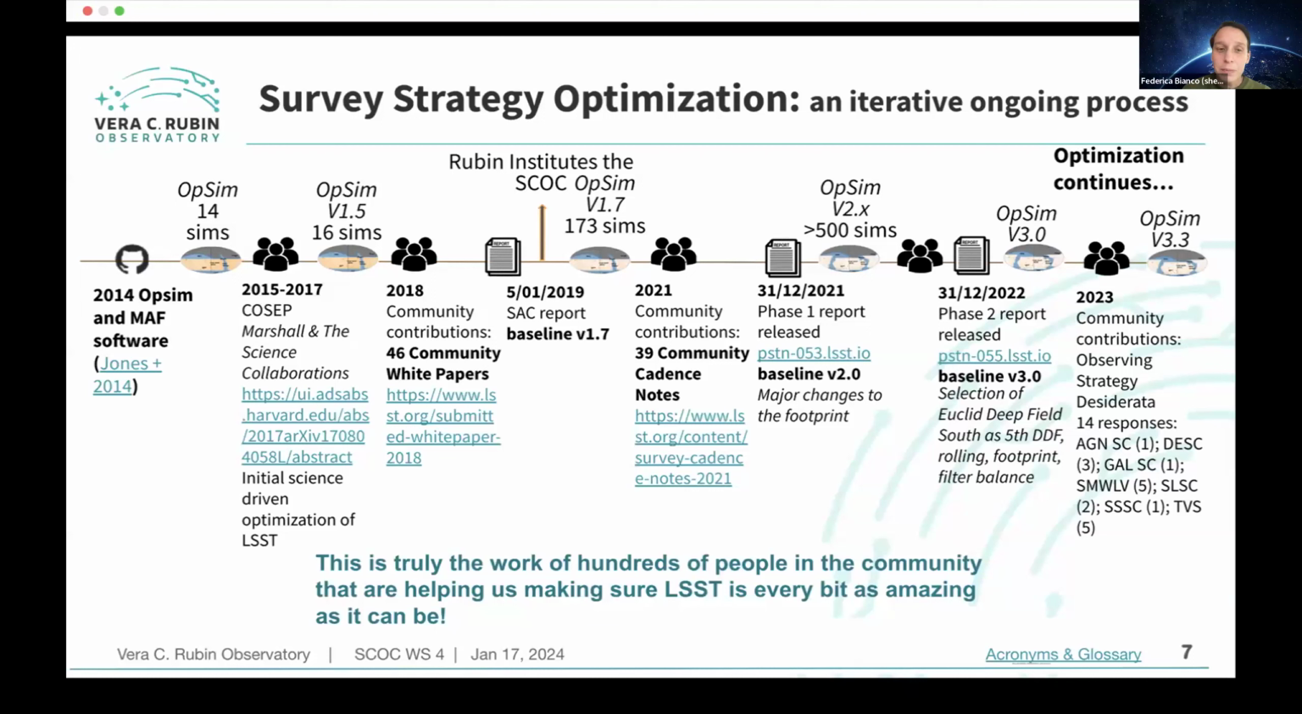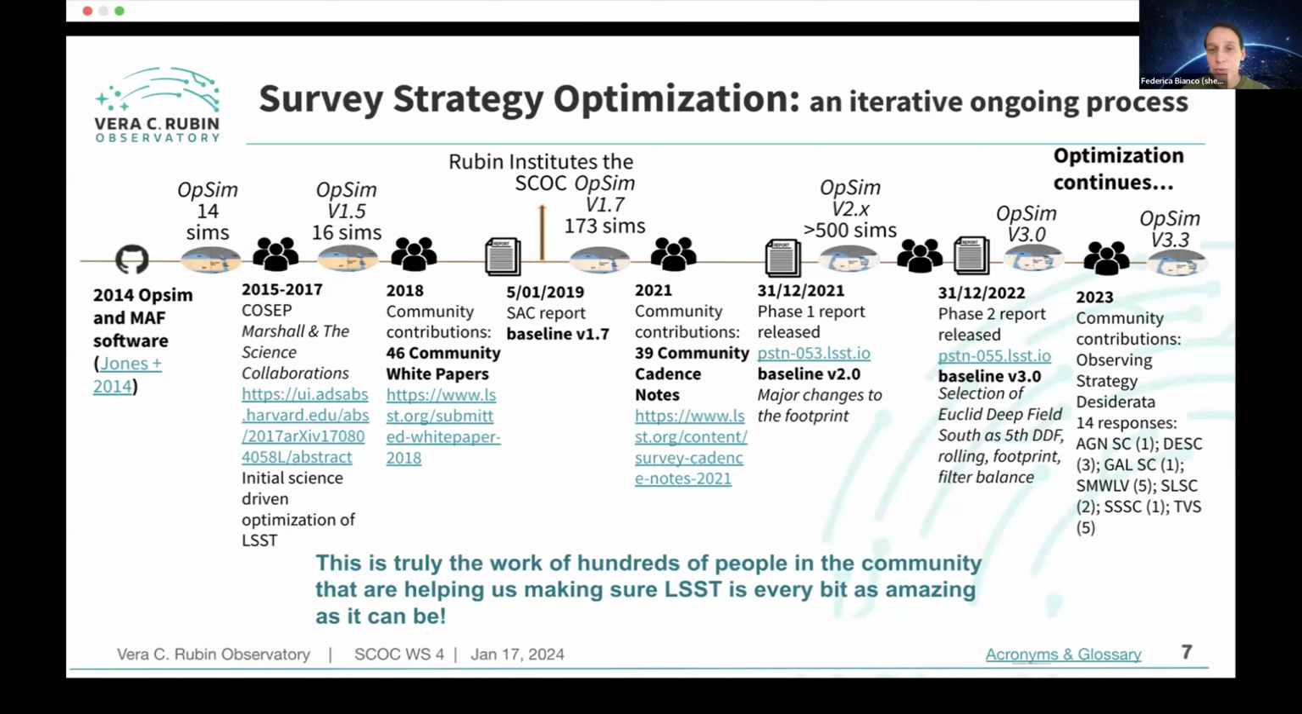We had white papers, 46 of them from the community. We established the SCOC to better interact with the community, solicit contributions, and evaluate and review these contributions, and design the survey strategy accordingly. That was in 2019. We had more simulations, version 1.7. You'll see this a few times in the slides today. We had more community contributions, the Cadence Notes of 2021, 39 white papers.